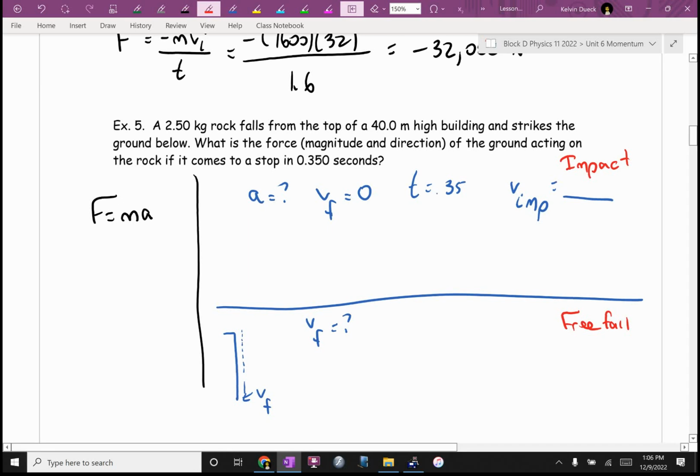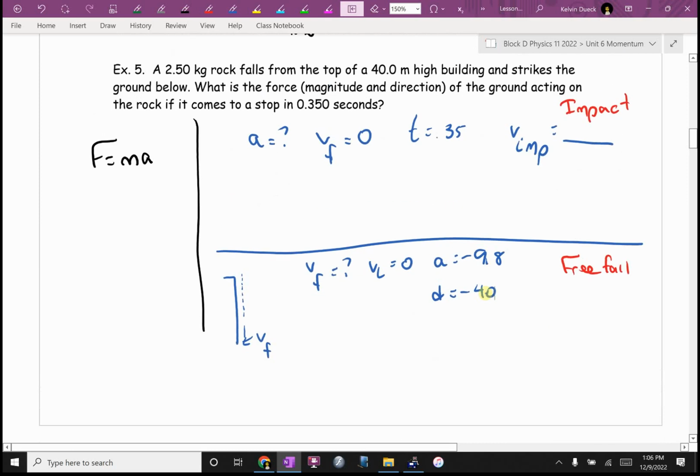Okay, Mara, let's find then V final. Oh, do I know V initial? I think dropped. Oh, I know A. Not to be confused with the A that I'm trying to find for F equals what? Yeah? Ooh, what's D? Negative. Why negative 40? Okay. I'm looking for an equation that's got a VF, a VI, an A, and a D in it. There is one. Why'd you waste my time?